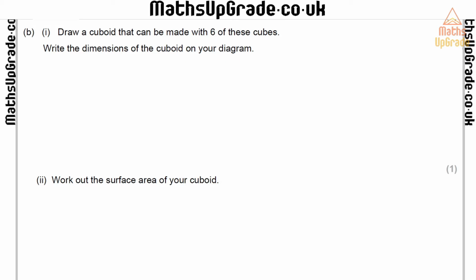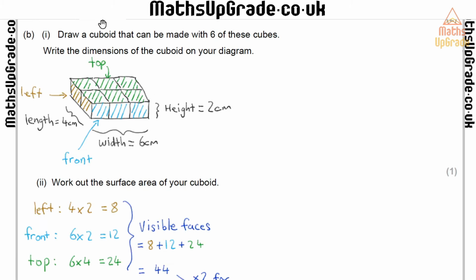With question 3b, we're asked to draw a cuboid that can be made with 6 of the cubes, and write the dimensions of the cuboid on our diagram. There's different ways of doing this, but essentially I'm making a 2 by 3 cuboid. So here's my cuboid. It's 2 cubes deep, 3 cubes wide, and just 1 cube high. We can make different versions of this. You could, for example, make 6 cubes across and just 1 cube deep and 1 cube high. So I've written the dimensions on here. The length is 4 centimeters, the width is 6, and the height is 2 centimeters.